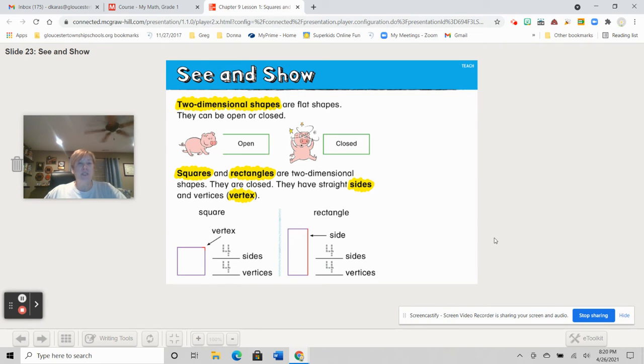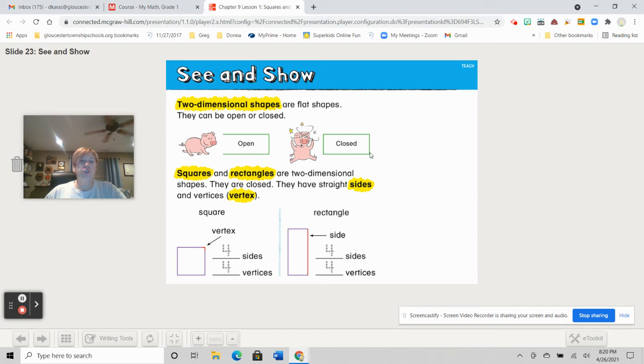Okay, so this one is showing us different examples. Two-dimensional shapes are flat, okay? They can be open or closed. Now, here's an example. If this little pig wanted to go inside, this is an open shape. There's no fourth side, okay? So he could walk in.